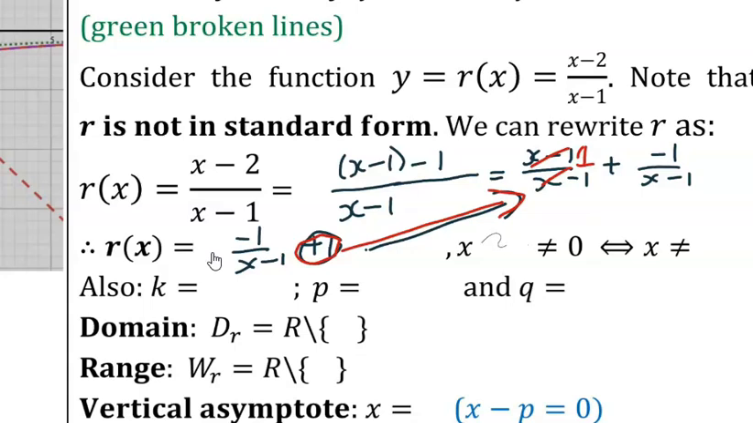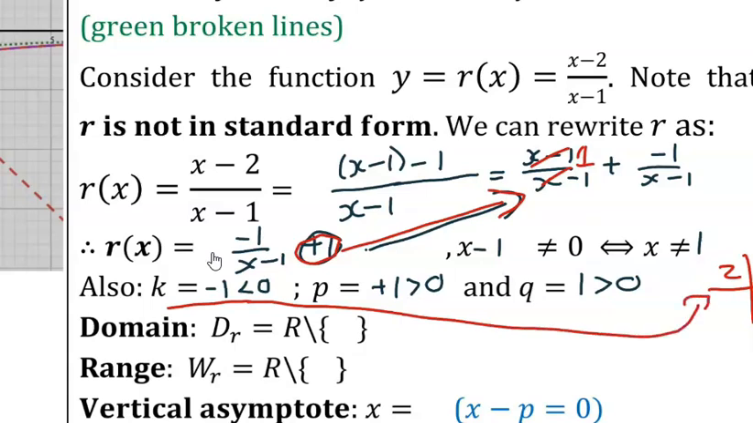So my denominator, which is x minus 1, may not be 0, so x may not be 1. In this case, my k is negative 1, which is less than 0. My p is plus 1, which is positive, and my q is equal to 1, which is positive. And immediately, because of k negative, I can put it in the second and the fourth quadrant. I will have my domain everything except 1 because of the p value, and everything except plus 1 for the q value.